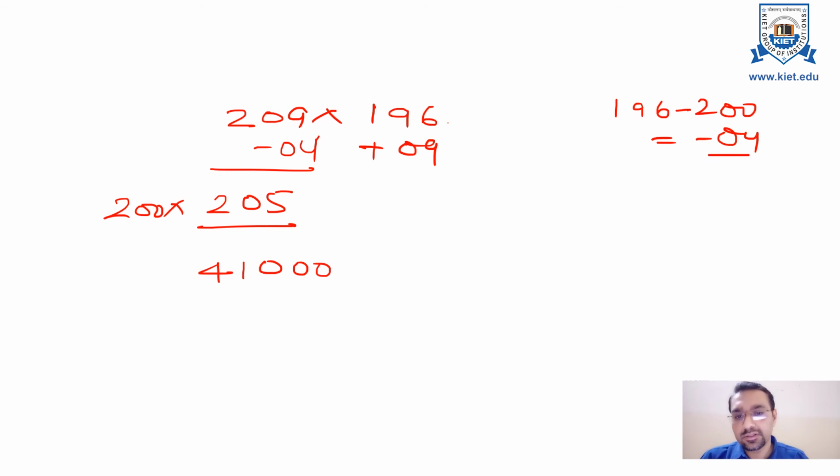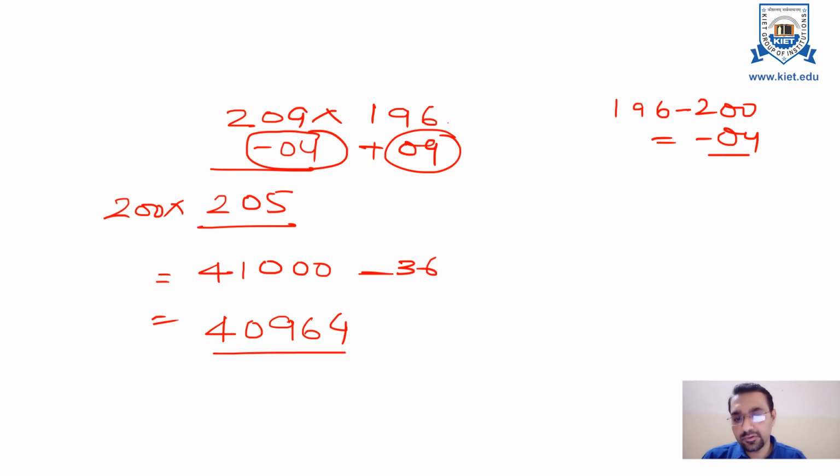Thereafter take the product of these two numbers. 9 into 4 is 36, but this 36 has a negative sign, so minus 36. Thereafter you have to add these two numbers, so you will get 40964. Okay, so this will be your answer.